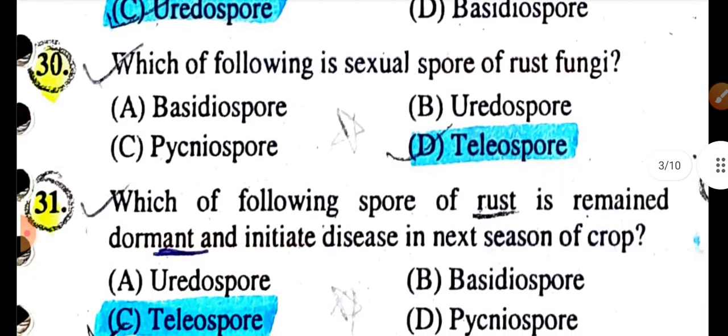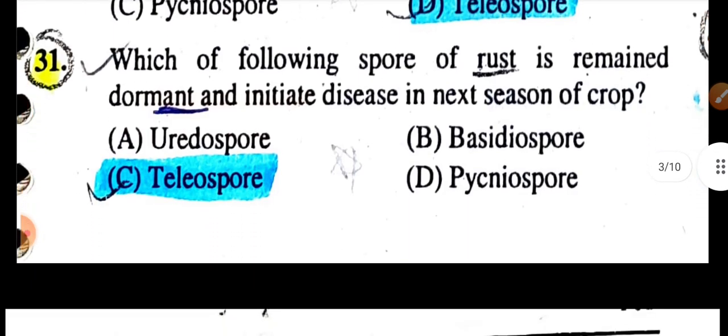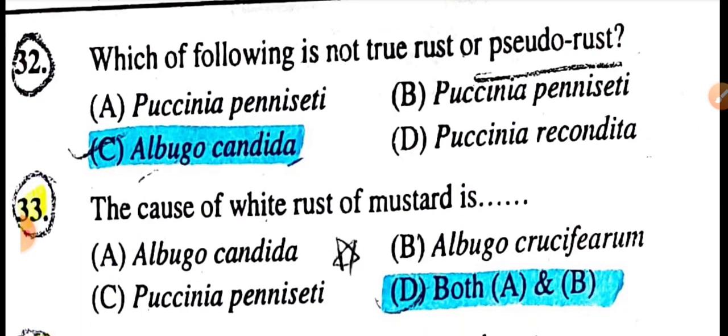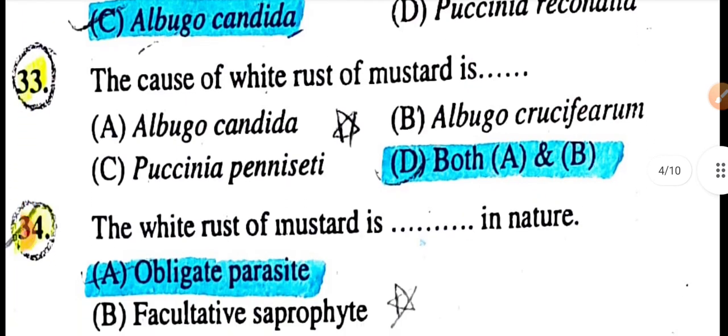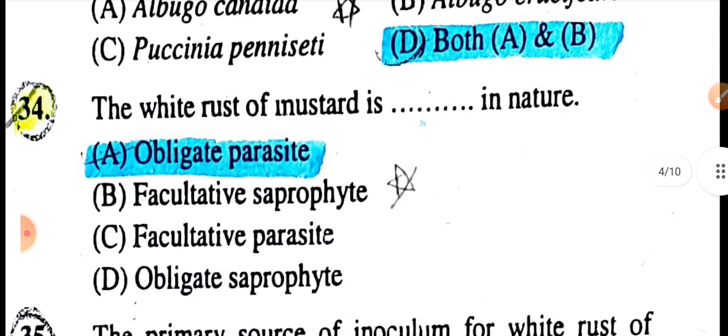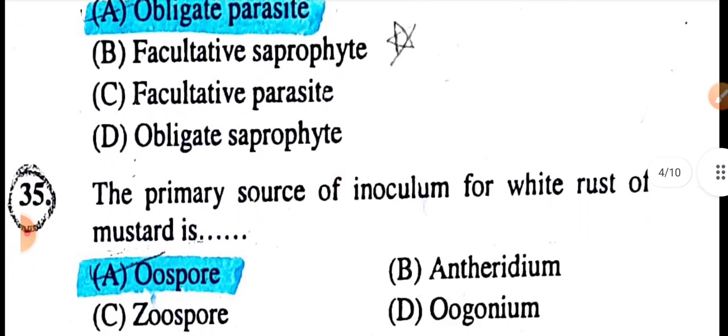Which of the following is a sexual spore of rust fungi? Teliospore. Which spore of rust remains dormant and initiates disease in the next season of the crop? Teliospore. Which of the following is not a true rust, or pseudo rust? Albugo candida. The cause of white rust of mustard is Albugo candida and Albugo cruciferarum. White rust of mustard is obligate parasite in nature.